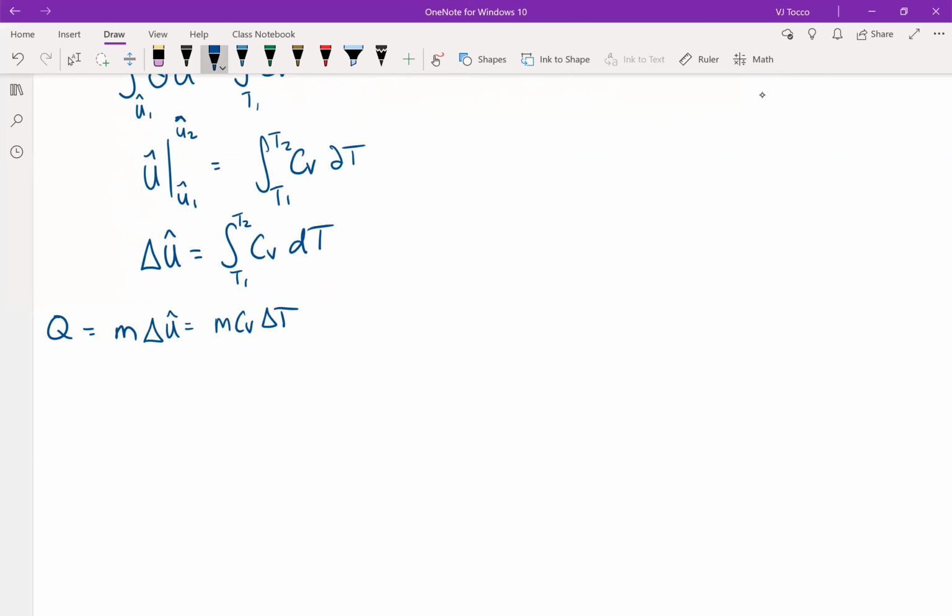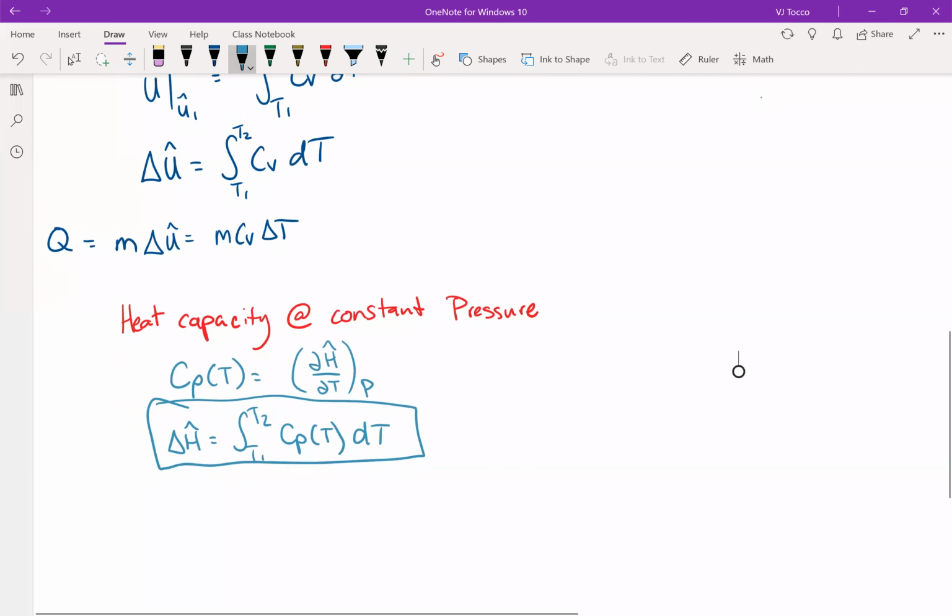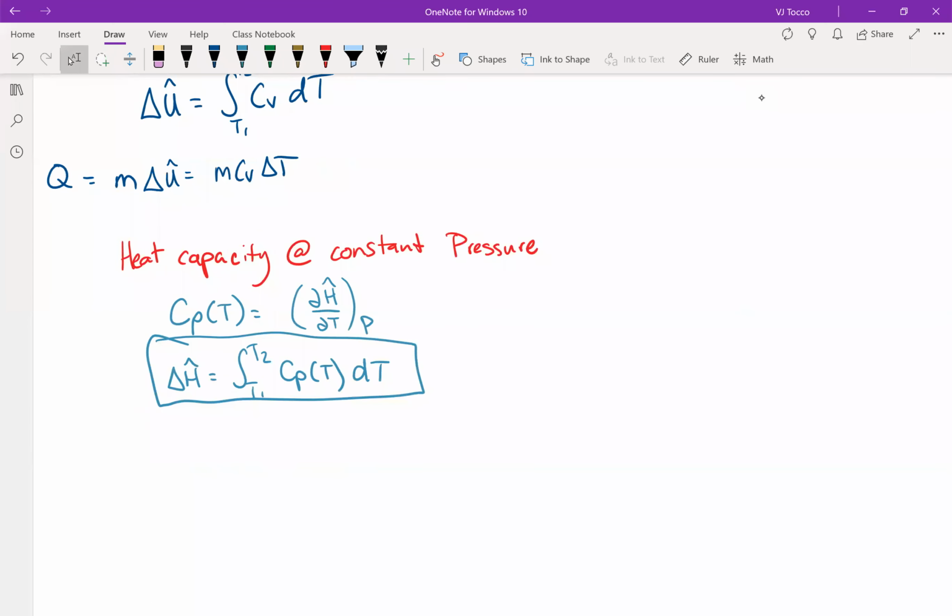So by analogy, you could also define the constant pressure heat capacity. The heat capacity at constant pressure is defined to be the partial derivative of, this time, specific enthalpy with respect to temperature at constant pressure. And by following an analogous step of the derivation, you can derive that delta H hat is equal to the integral of Cp dt, where once again, if you assume that Cp is a constant, you can pull it out of the integral and have Cp delta T at that point.